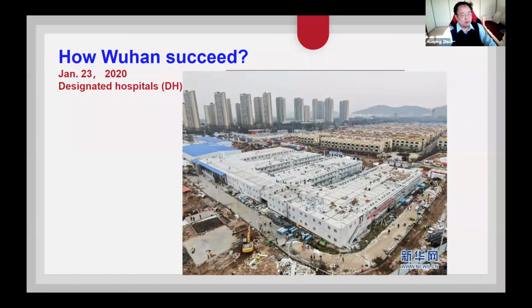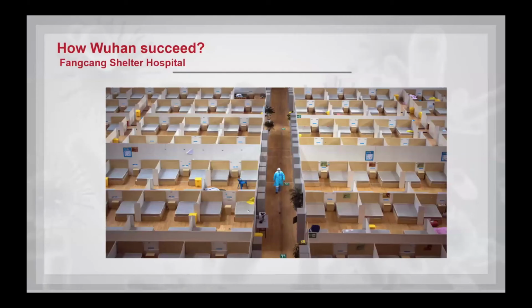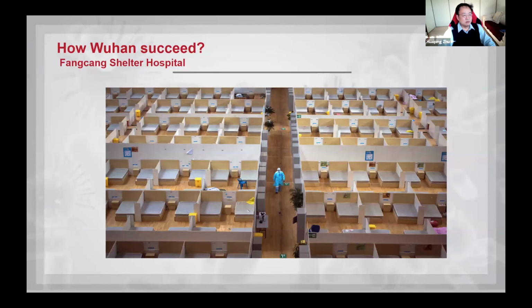We all witnessed how fast they built these hospitals. In fact, at the beginning they were hoping that with the building of the designated hospitals, they would see the ending of the transmission. But in fact, it didn't happen as expected. Then on February 5th, the government started to build Fangcang Shelter Hospitals. This is a Fangcang Shelter Hospital. From January 23rd till February 5th, a period a little longer than the incubation period, the data shows that even though more designated hospital beds were built, the daily numbers kept increasing.